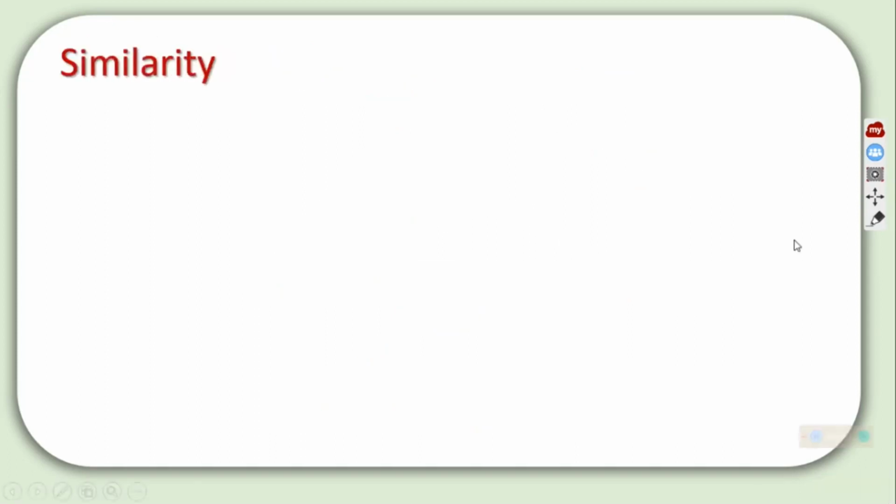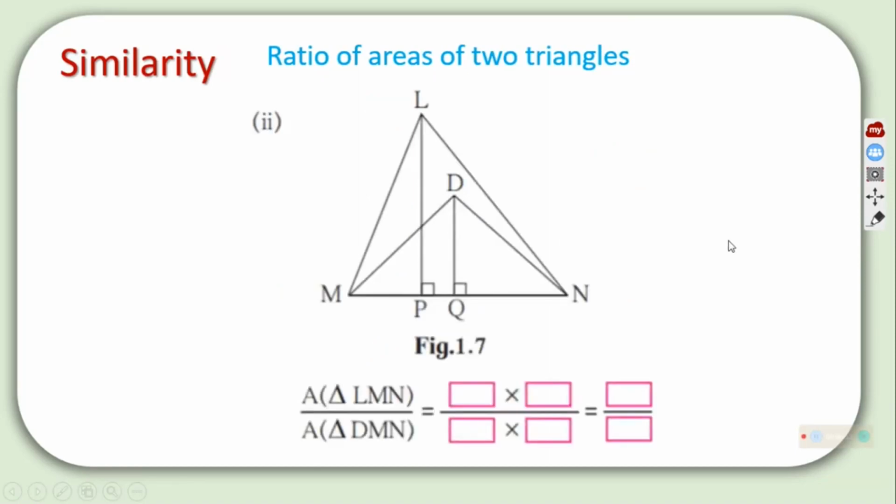You know what more we should understand from this chapter? Ratios of areas of two triangles. The topic, another activity is given. What is the speciality here? Let me see. The question is about finding out the ratio of the areas of these two triangles. One is LMN, L, M and N. The other one is D, M, N. Now we are asked to find out the ratio.